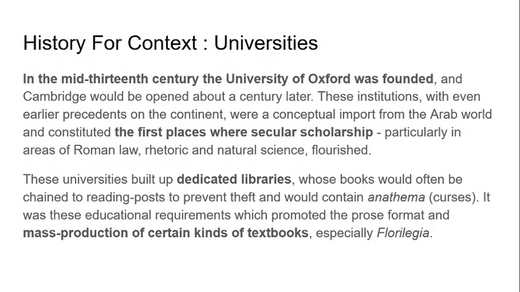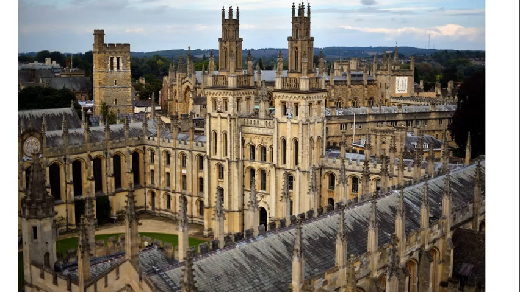and they would contain these things called anathema, which are sort of curses. And it was these educational requirements which promoted the prose format and the mass production of certain kinds of textbooks, especially what are known as florilegia, or sort of bundles of knowledge.